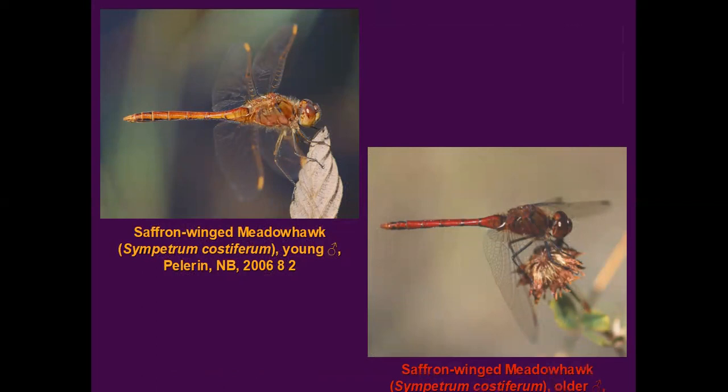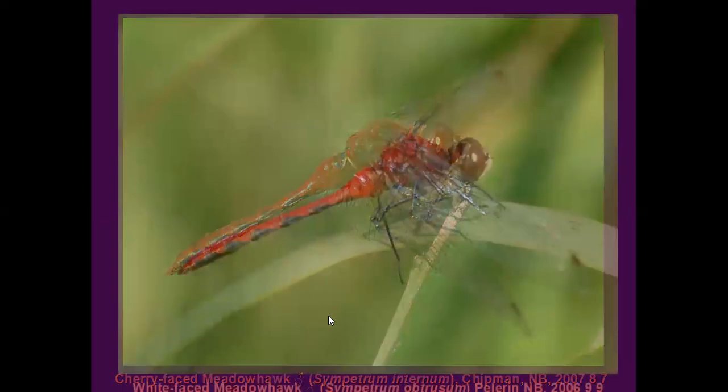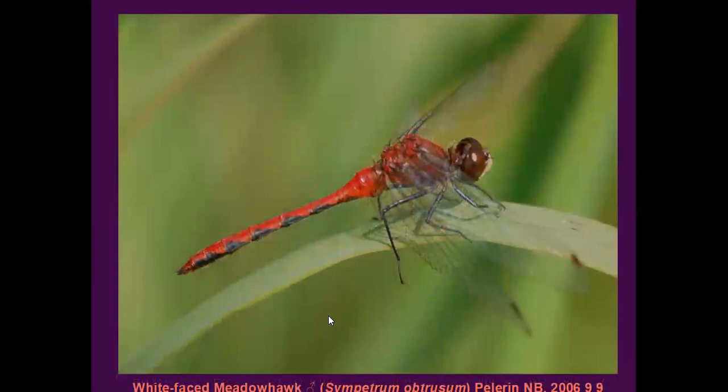The last meadowhawk on the wing is called the autumn meadowhawk, and their latest record in the Maritimes is November 25th from Campobello, just a couple of years ago. So October is a great time to see different species of meadowhawks, including the black meadowhawk and the saffron-winged meadowhawk, like you see here. And here is the cherry-faced meadowhawk, the white-faced meadowhawk. It really does have a white face.